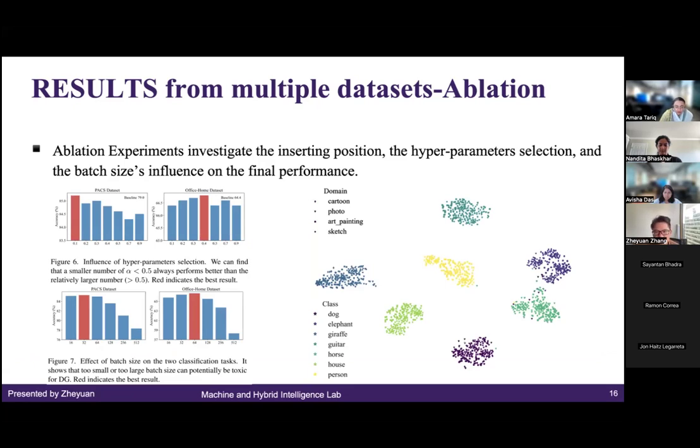On the right part, we show the distribution of the features after applying this correlated style uncertainty. We found that most of the features from the same classes are grouped into the same places, while ignoring that they are coming from different domains. This is something we want to achieve for the generalization algorithm.